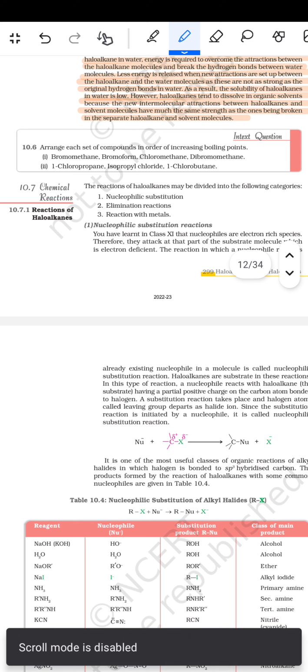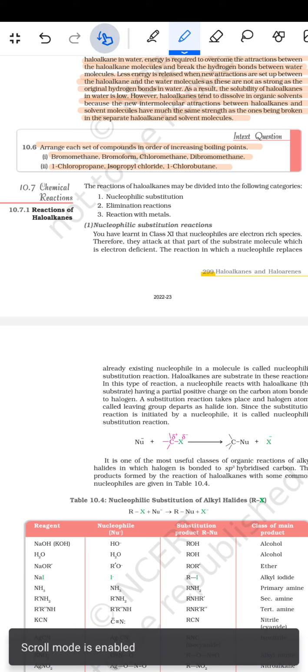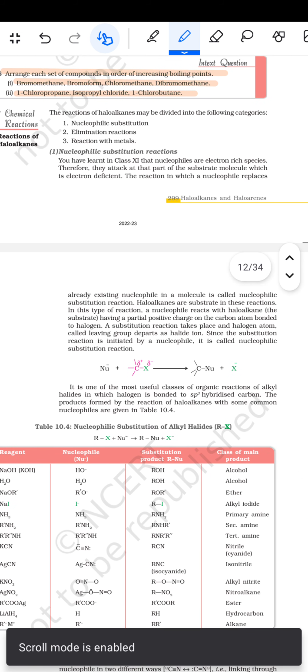फिर आता है इन टेक्स्ट क्वेश्चन: arrange each set of the compounds in order of increasing boiling points. पहले ब्रोमोमीथेन, ब्रोमोफॉर्म, क्लोरोमीथेन और डाइब्रोमोमीथेन, फिर 1-क्लोरोप्रोपेन, आइसोप्रोपाइल क्लोराइड, 1-क्लोरोब्यूटेन। फिर केमिकल रिएक्शंस आता है. The reactions of haloalkanes may be divided into the following categories.